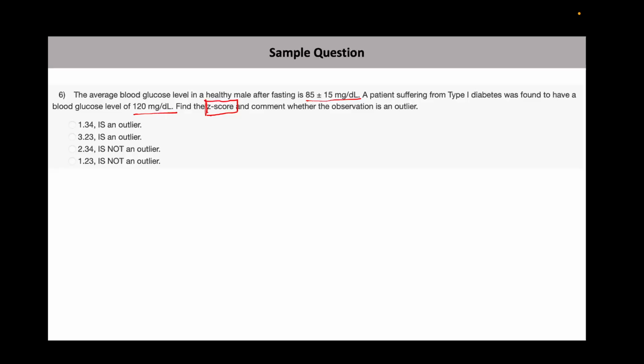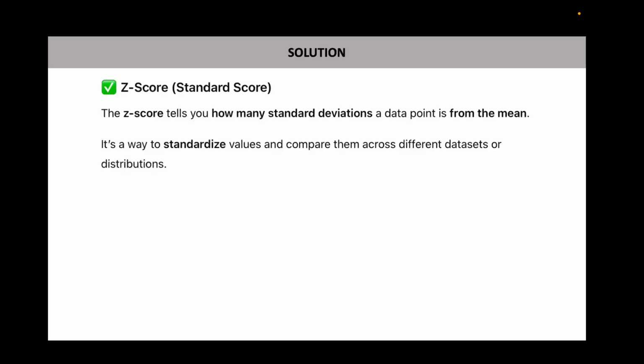You can only solve this question if you know what a z score value is, so let's talk about that. Let's first understand what a z score value is, also called a standard score value. Your z score will basically tell you how many standard deviations a data point is from the mean.